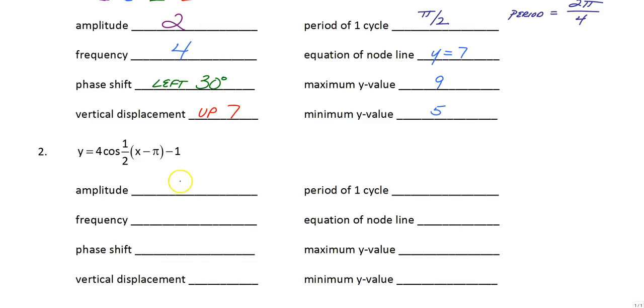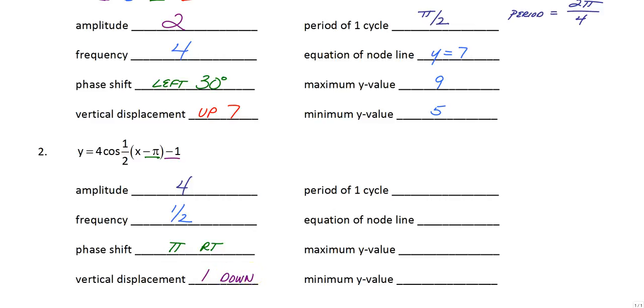So amplitude is A, so you should have said 4. The frequency is B, so you should have said 1/2. That means only half of a regular sine or cosine wave, in this case cosine, is going to occur in 2 pi. So this is going to take 4 pi for one cycle to occur. We'll explain that in just a second. Your phase shift is what we get from the inside. That is pi to the right. And our vertical displacement is 1 down.